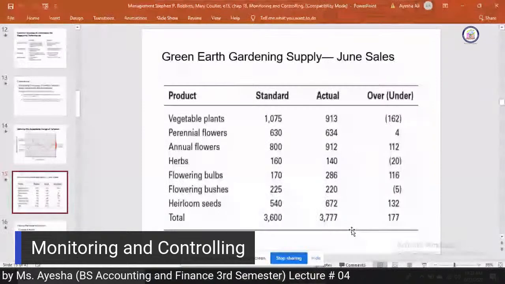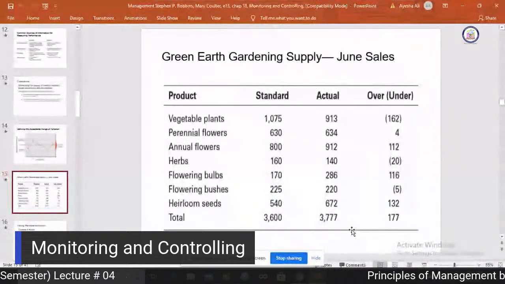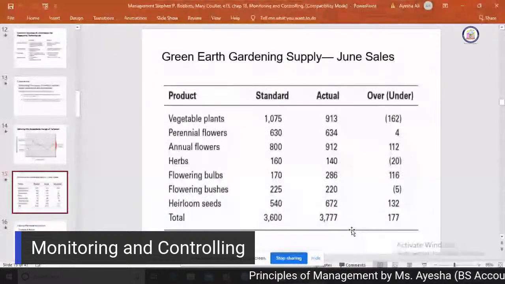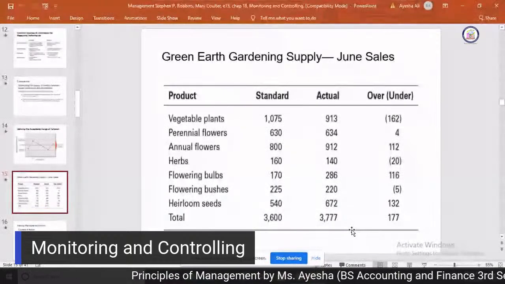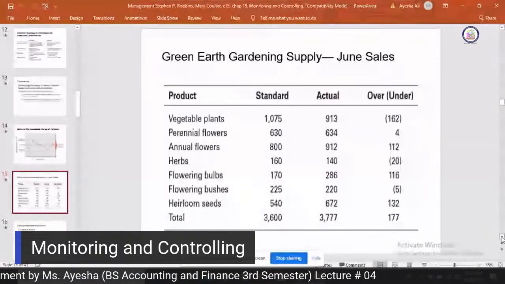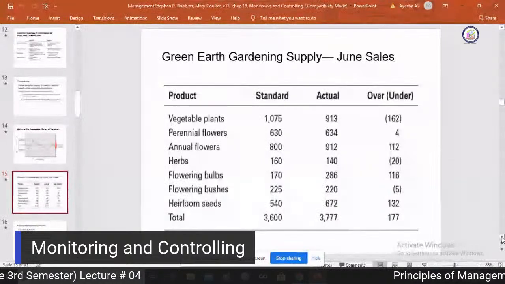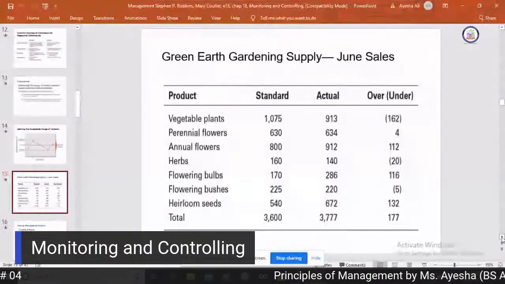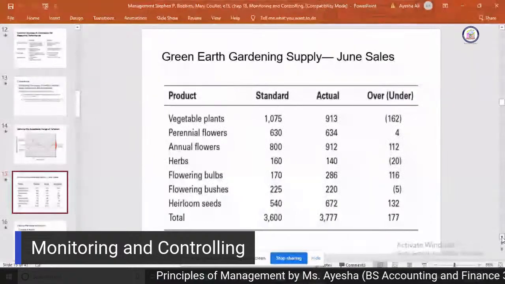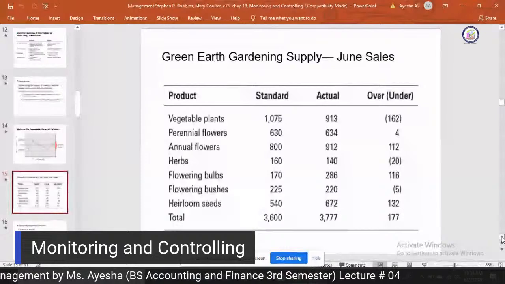So this is the chart of Green Earth Gardening Supply, in sales of July. So this is how they are achieving the actual targets, sometimes achieving above the standard or sometimes below the standards.